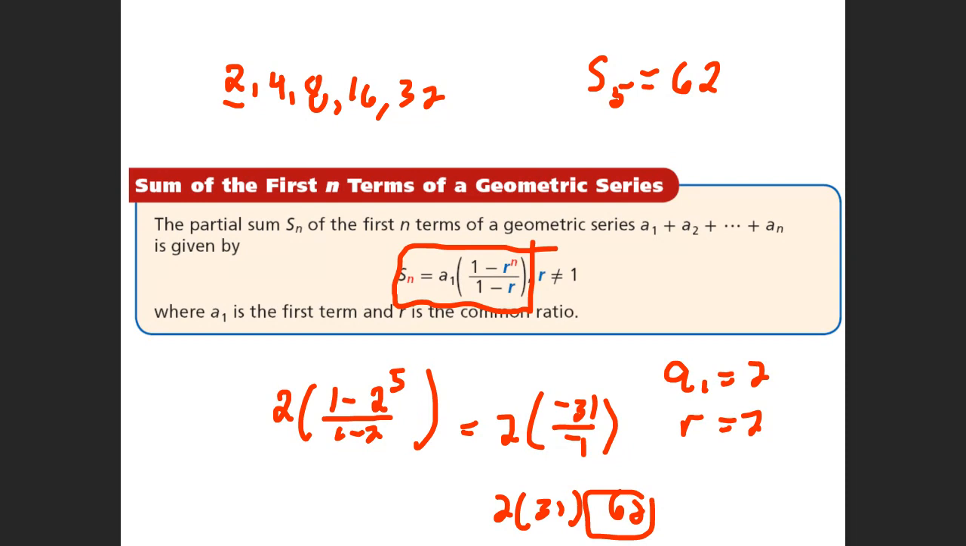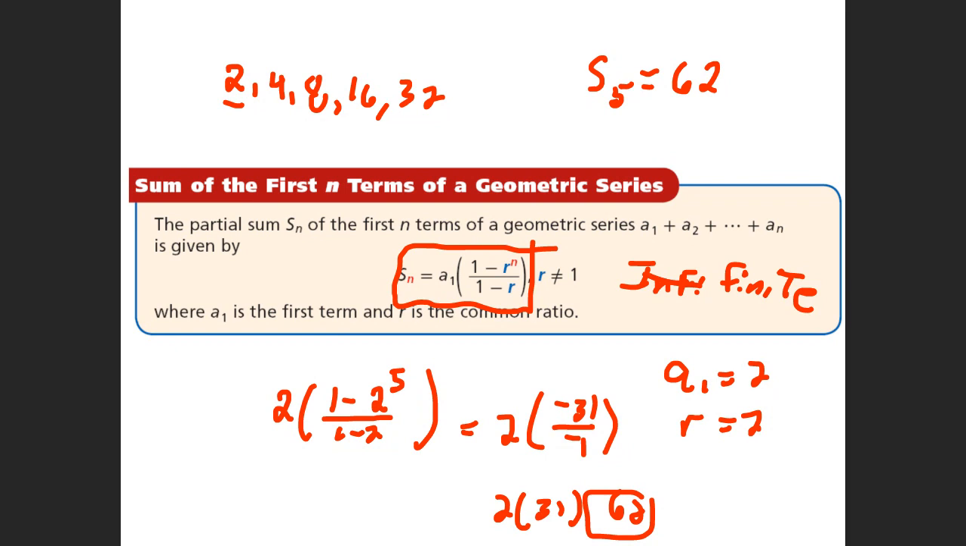Does anybody know the difference between finite and infinite? Because this only works for an infinite geometric series. Nope, this works for a finite. This only works for a finite. Infinite goes on forever, correct? And finite means that there's a set number of terms, like 20 terms or 30 terms or 40 terms. Infinite means it goes on forever. Thank you for correcting me.